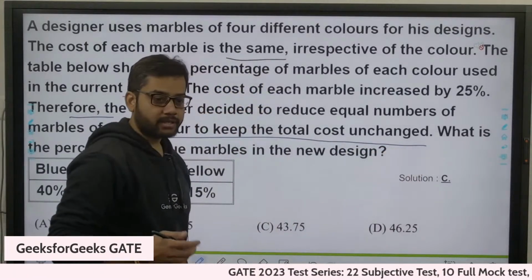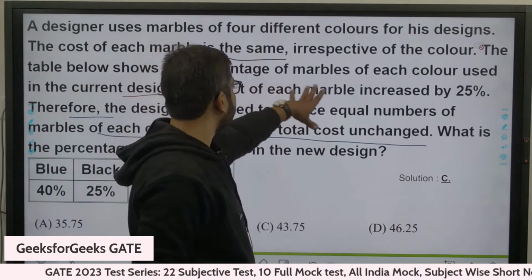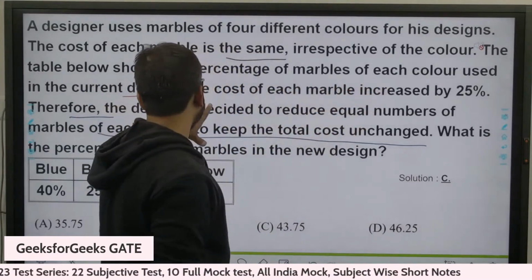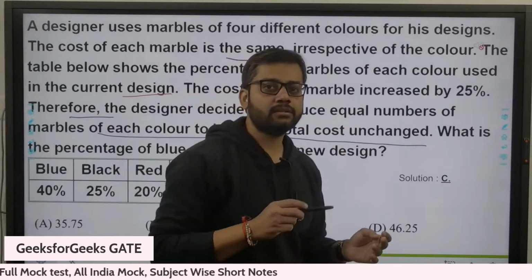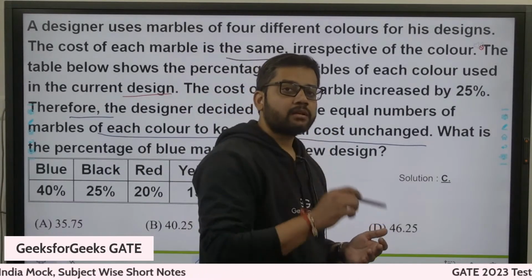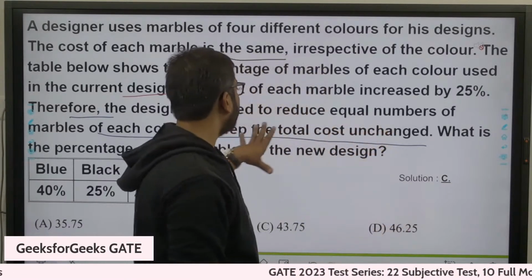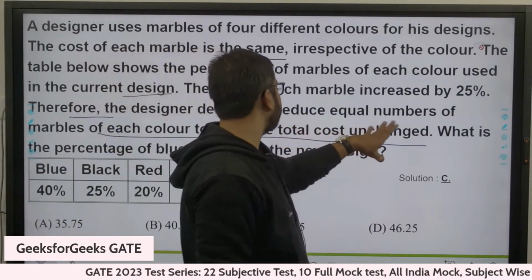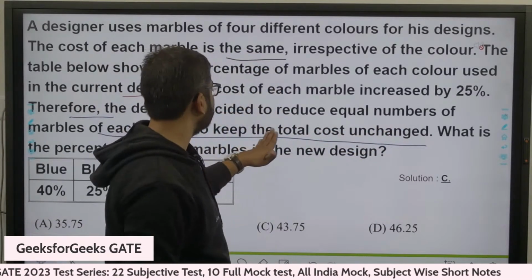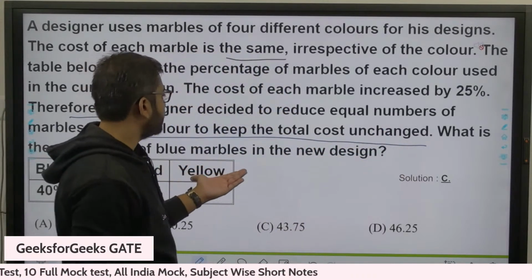Okay, what is he doing? From here only, the table shows the percentage of marbles of each color in the current design. The cost of each marble increased by 25%. It means the cost of the marble is getting increased. How much? 25%. Therefore, the designer reduced an equal number of marbles of each color to keep the total cost unchanged. What is the percentage of blue marble in the new design?